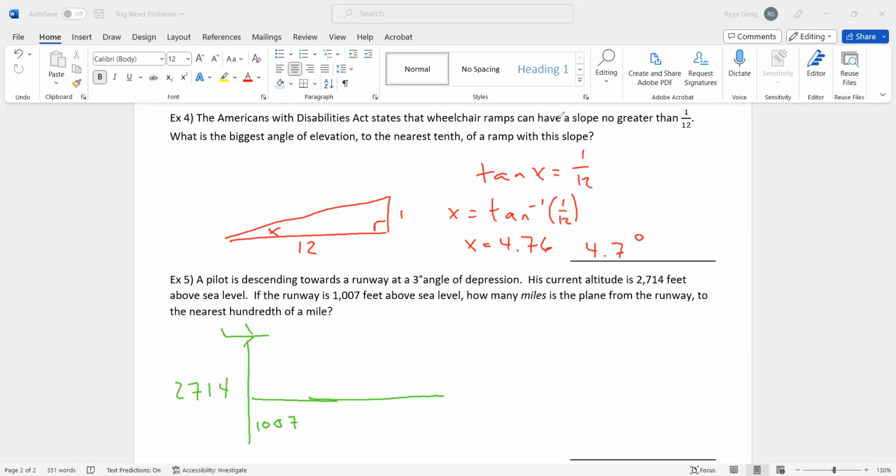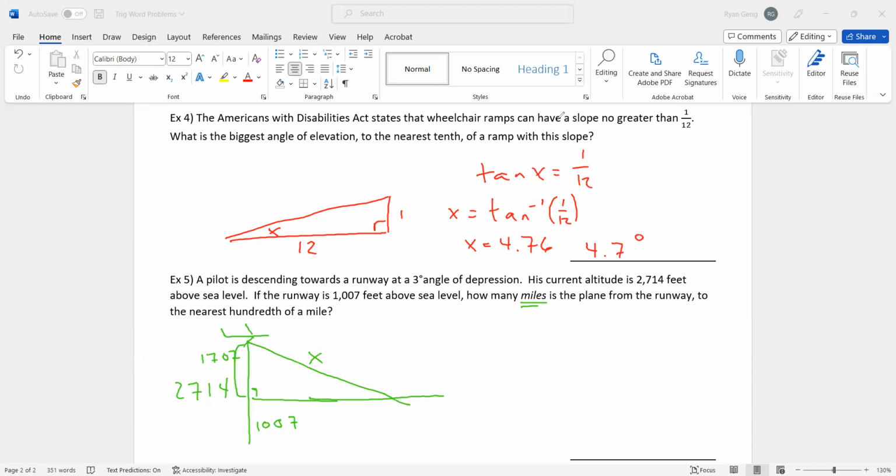You have to do 2,714 minus 1,007, and you get 1,707. So this distance here is 1,707 feet. Okay, and we want to know how many miles. So miles is going to be a key here. Right now we're in feet, but I have to change to miles. How far is the plane from the runway? So we're looking for that.